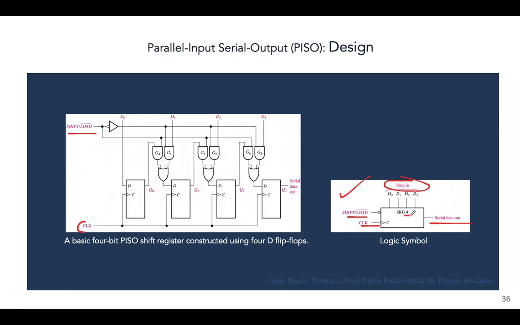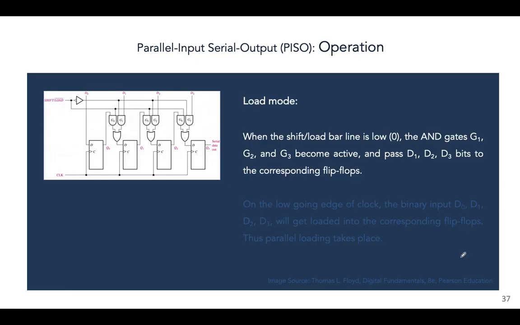Again, this is for a 4-bit register. If you had an 8-bit register, the number of data input lines would have increased, but the output line, because this is serial output, we only need one output line. All right, so let's now talk about the operation of a PISO register in a bit more detail.